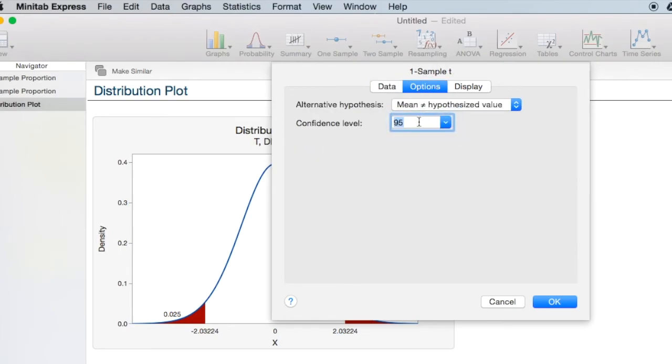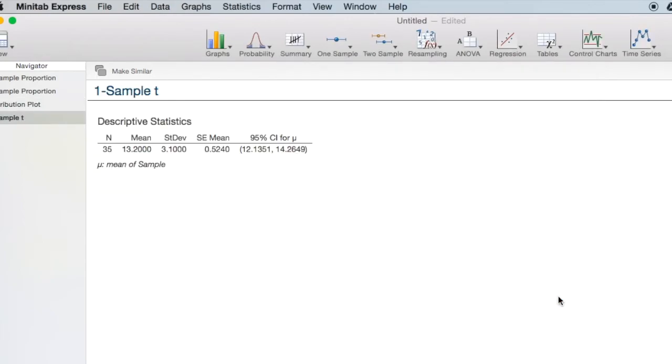Under options, the default confidence level is 95%. Our 95% confidence interval for mu is 12.1351 to 14.2649.